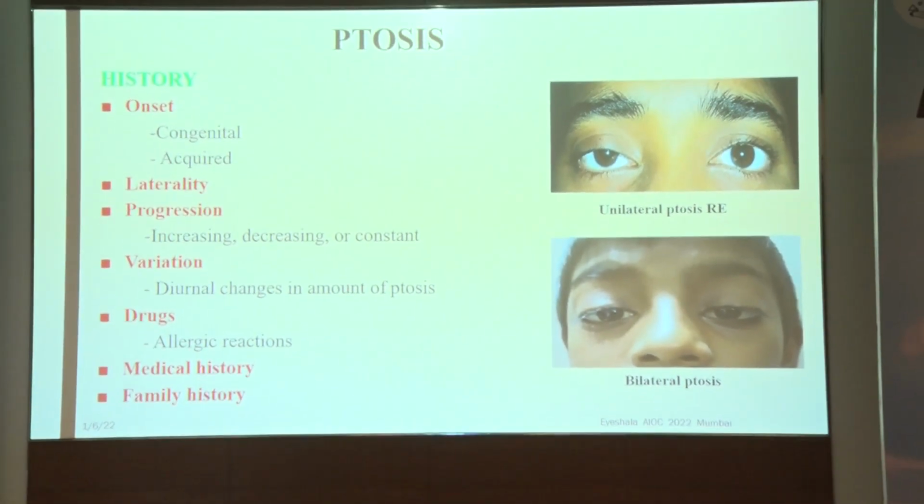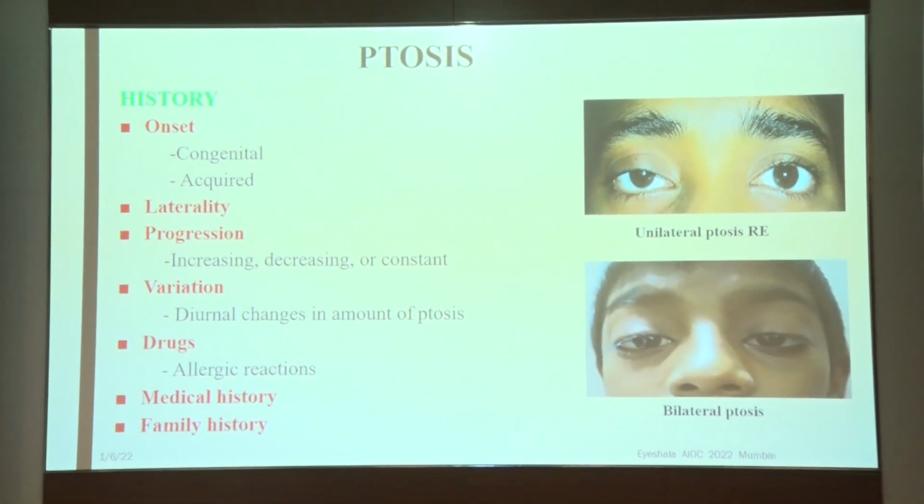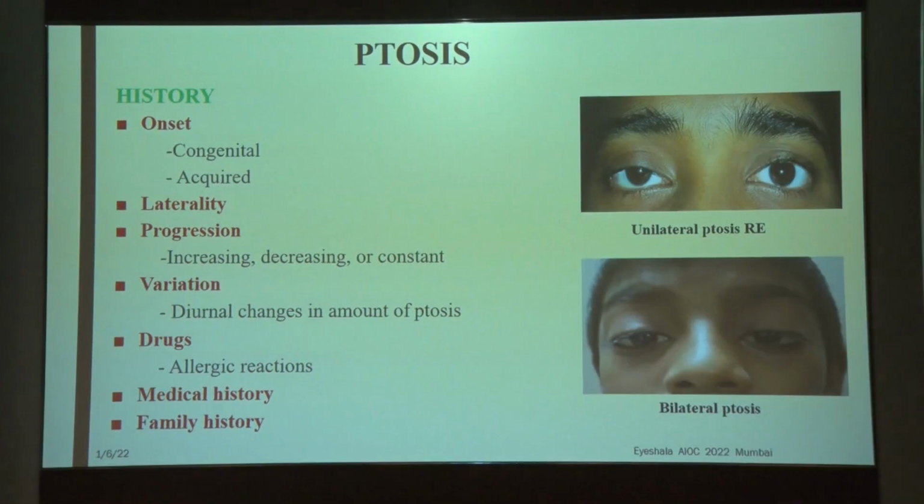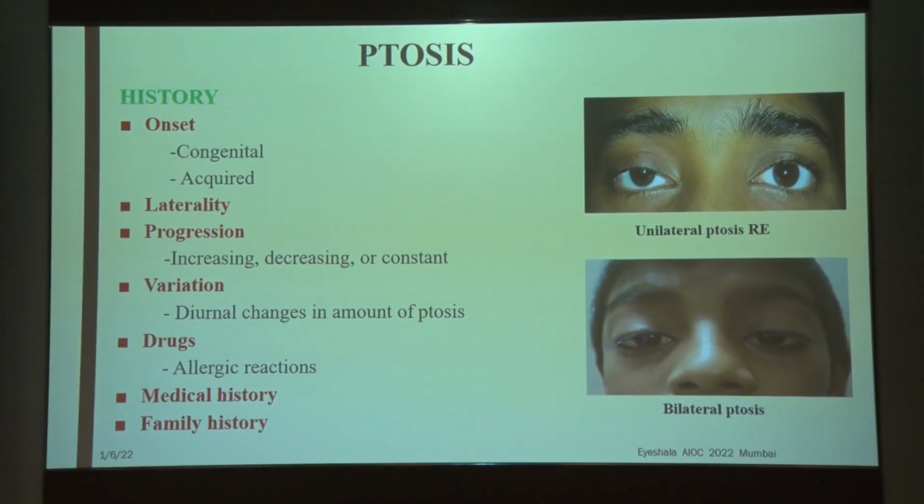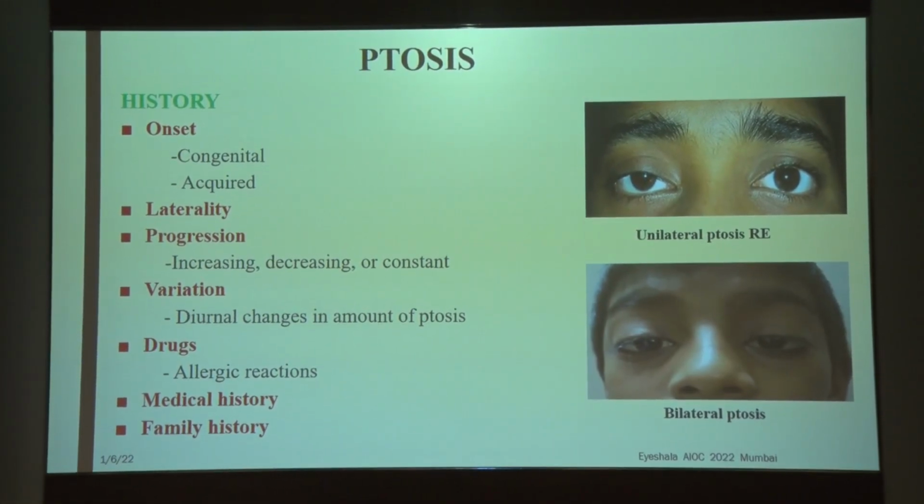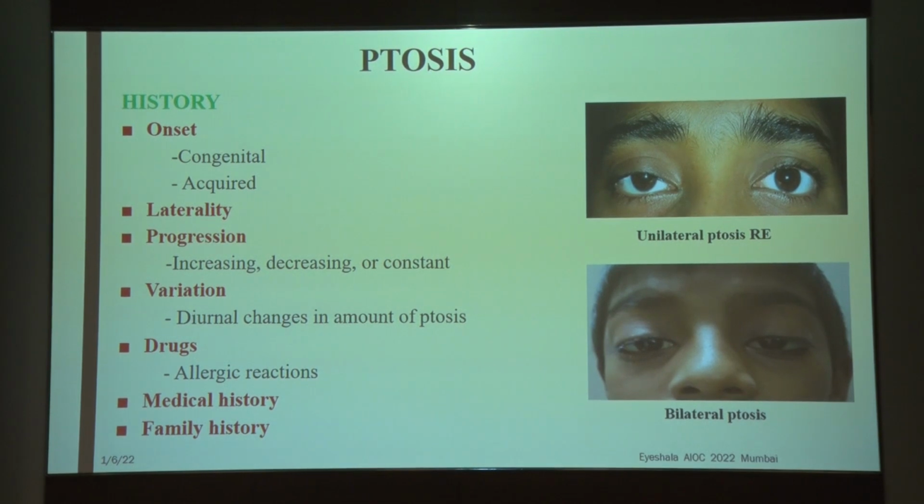And to evaluate the ptosis, you begin first of all with the history. Onset, whether it is congenital or acquired, makes a difference because the management as well as the evaluation points are different, which I'll discuss. Laterality, again, whether it is unilateral or bilateral, the measurements will vary. The way you have to measure, again, we'll be discussing.